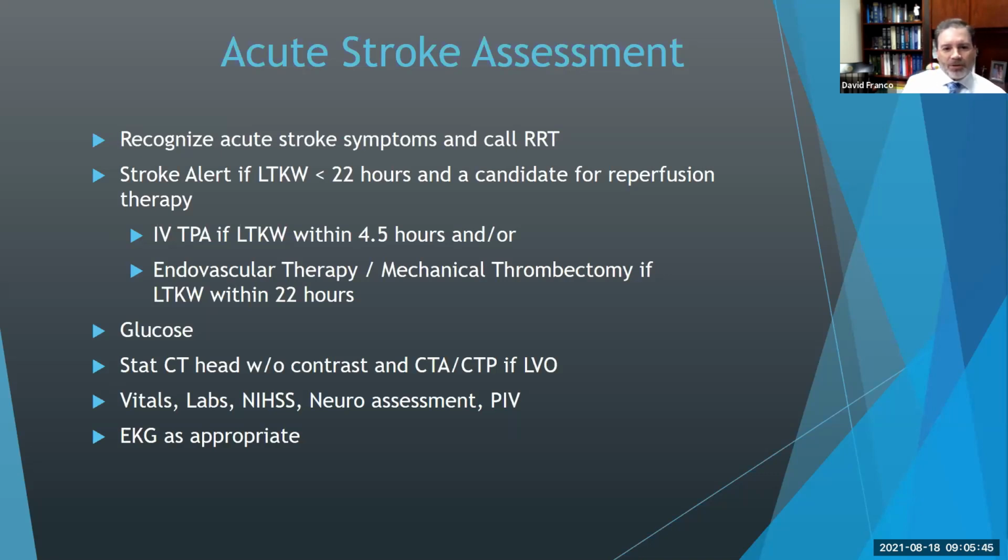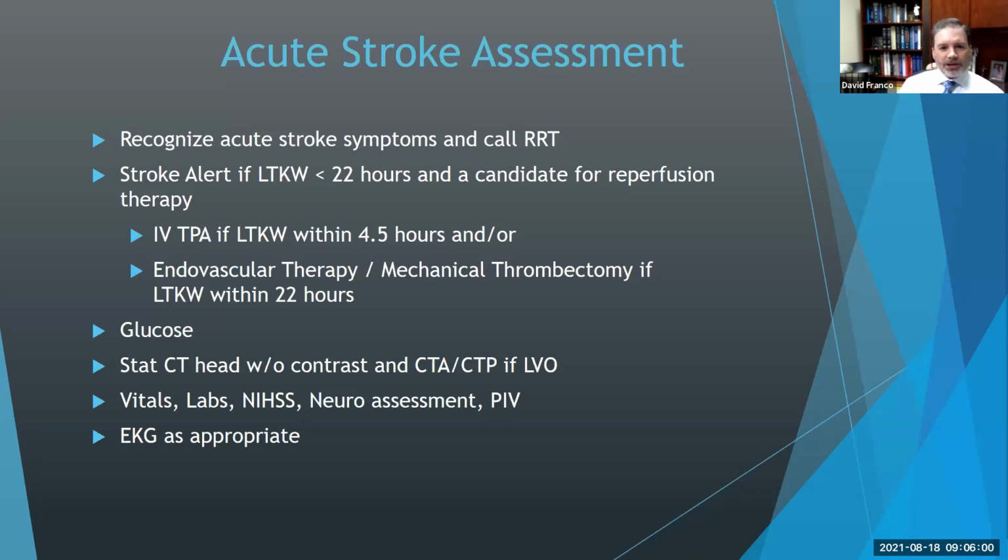So even though we have 4.5 hours to work with in terms of whether or not the patient will still be a candidate for TPA, getting it in sooner is certainly going to give the patient better results. So the sooner the better.